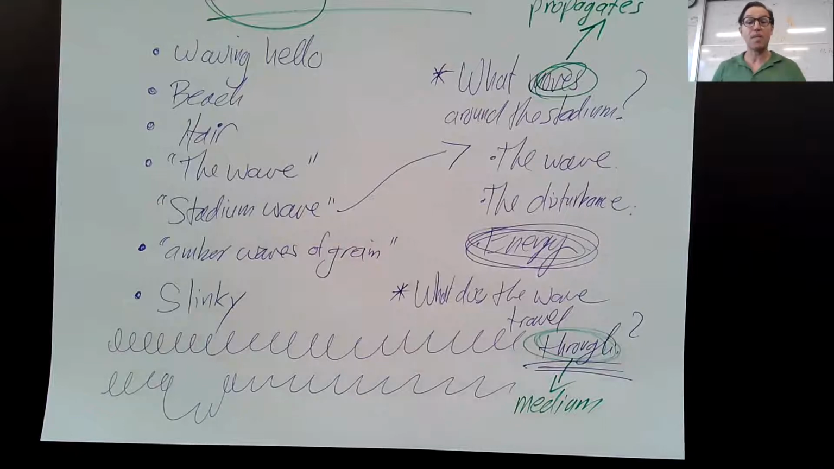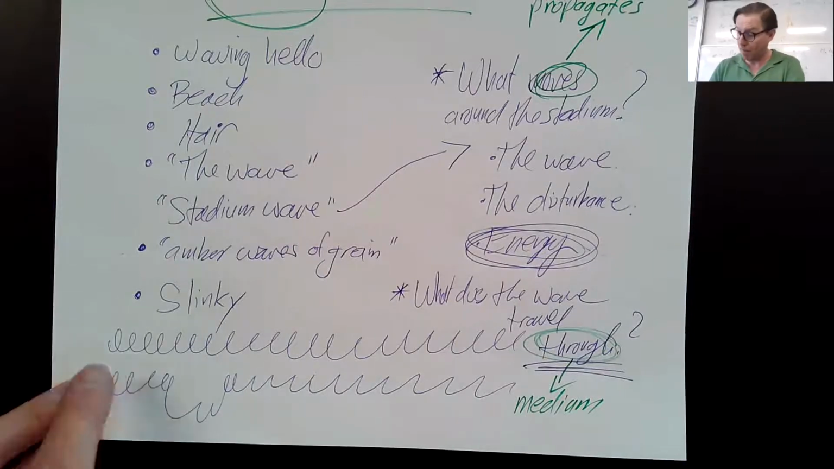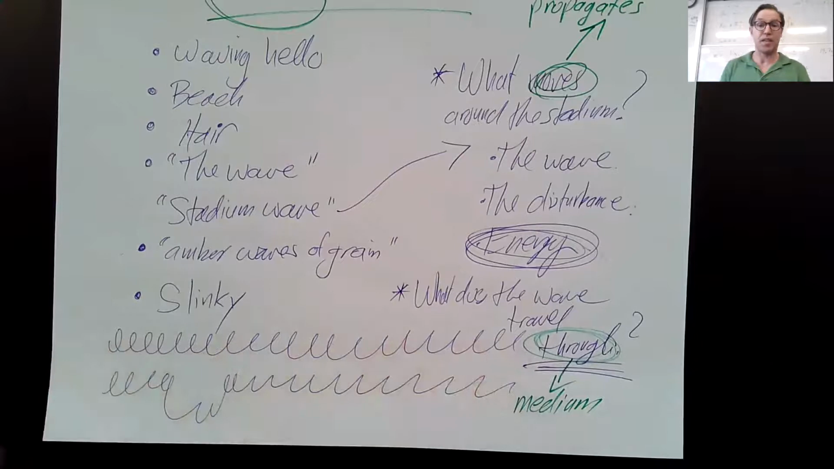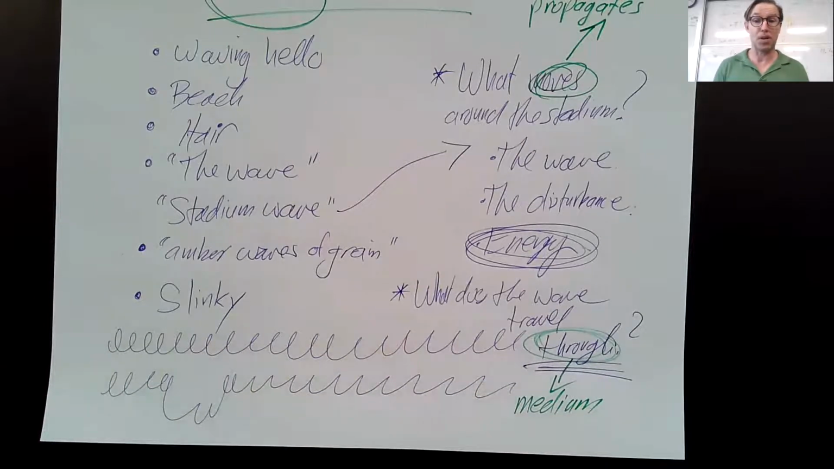M-E-D-I-U-M. So the medium is the thing through which a wave travels. So air is a medium for a sound wave, unless you're a fish or a whale or a dolphin, in which case water is the medium. If we're talking about the slinky wave, metal was the medium. If you're at a Dodger game, people are the medium.